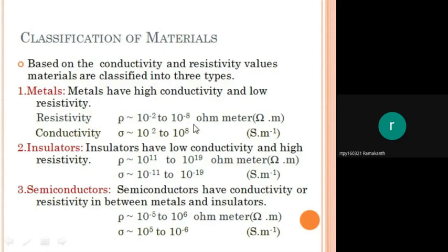And these are the ranges of the resistivity and conductivity values of metals, insulators, and semiconductors. What I told, the resistivity and conductivity values of semiconductors lie in between insulators and metals. Okay, this is about the classification of materials already discussed. So, the next slide.